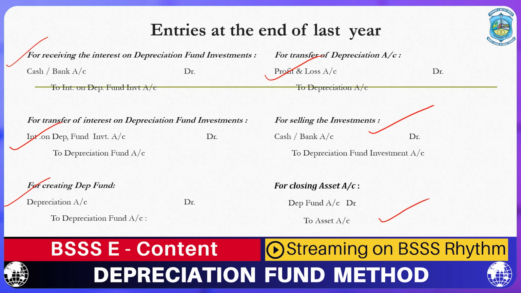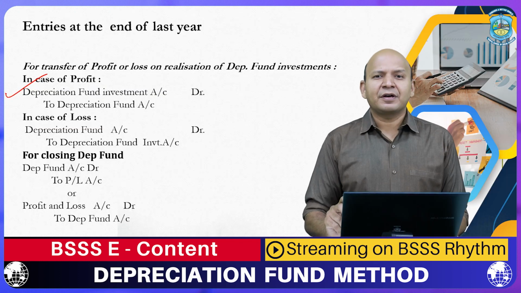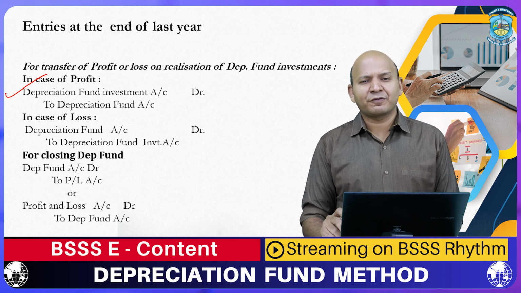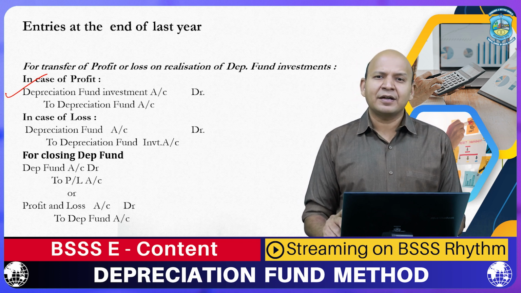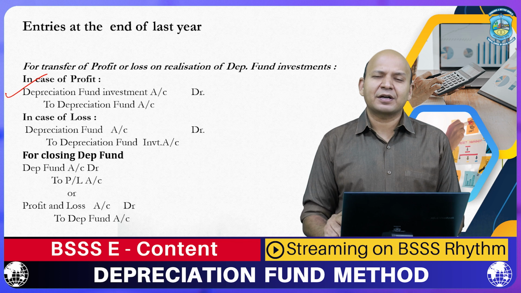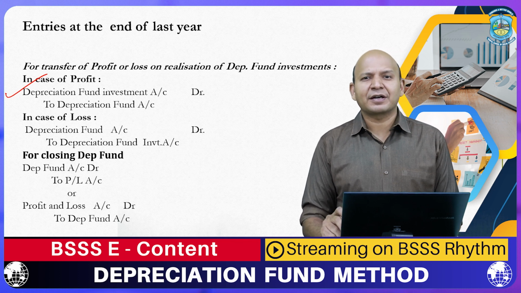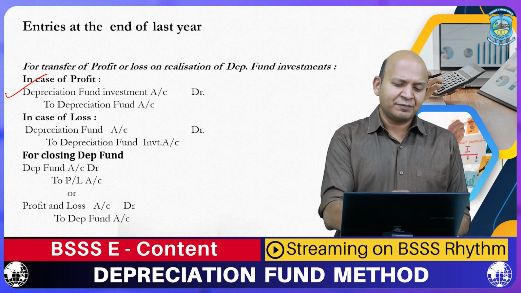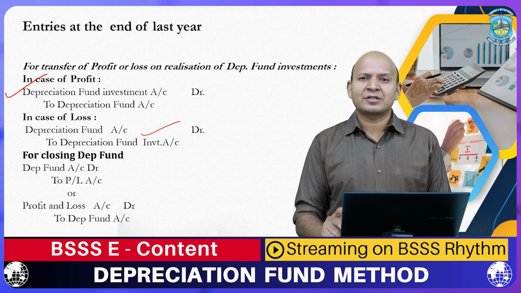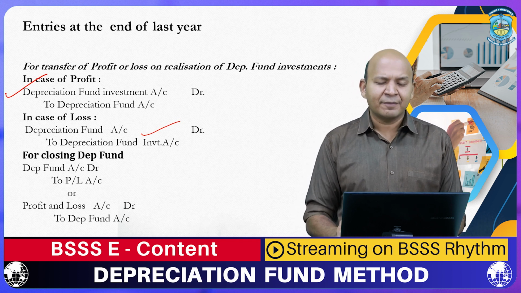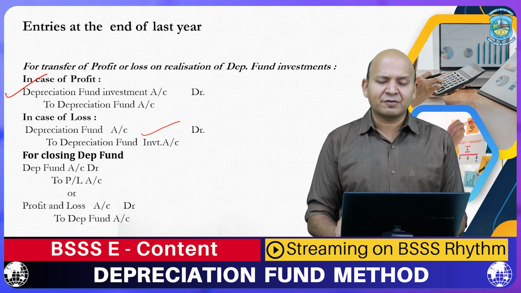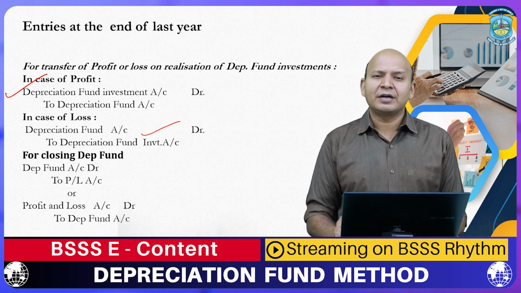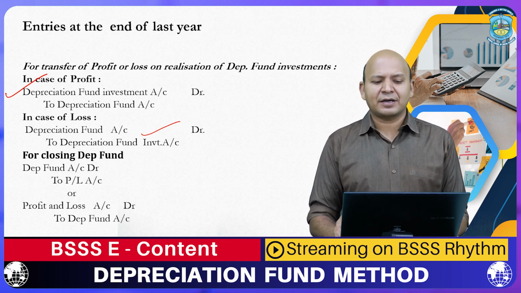For closing the asset account, the following entry will be passed, that is depreciation fund account debit to asset account. If the investment is sold at profit, the journal entry will be depreciation fund investment account debit to depreciation fund account. Whereas if the investment is sold at loss, we need to reverse the entry. Entry will be depreciation fund account debit to depreciation fund investment account.